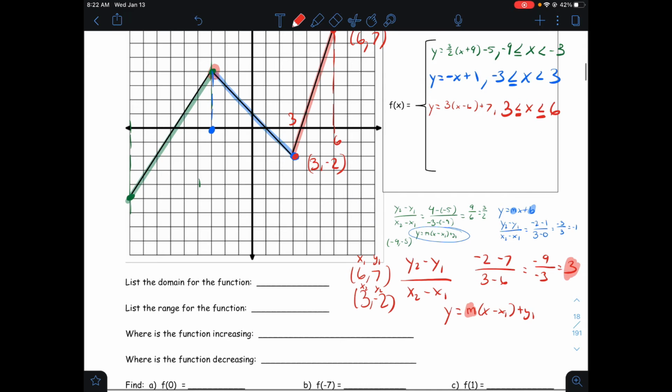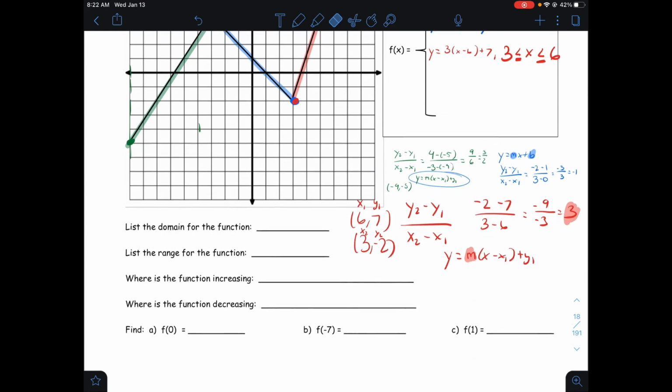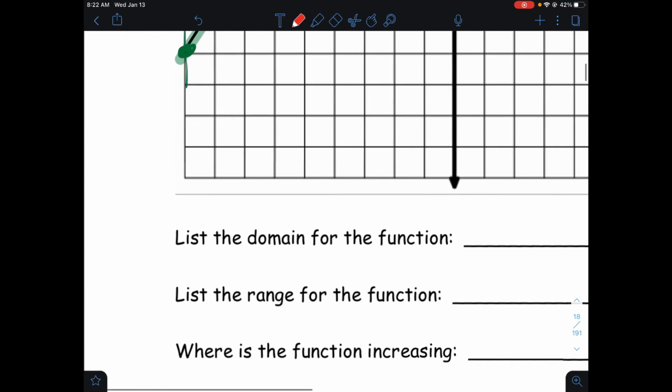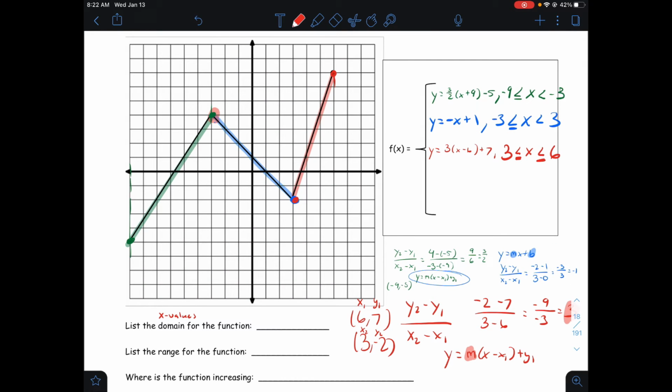All right. So now it says list the domain for the function. Okay, so first off, let's talk about what the domain is. The domain is the x values. So what is kind of your range of x values, right? What x values did we plug in here? So we started plugging in x values at -9, and we stopped plugging in x values at 6, right? So we plugged in all of these x values.